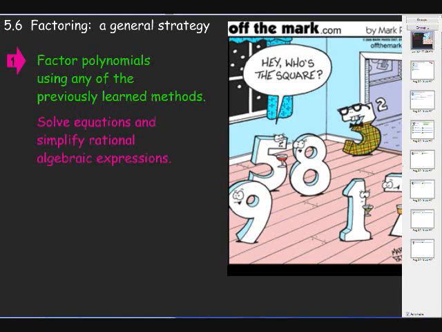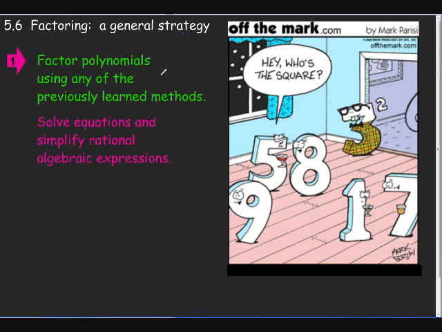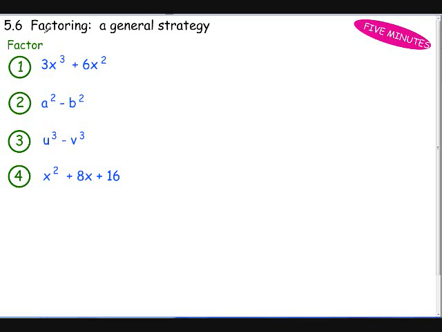In this session, we're going to sum up the whole strategy for factoring polynomials. See if we can put it all together. These are extremely useful when we start working with rational algebraic expressions, so you can imagine those are coming up. Our little review session.